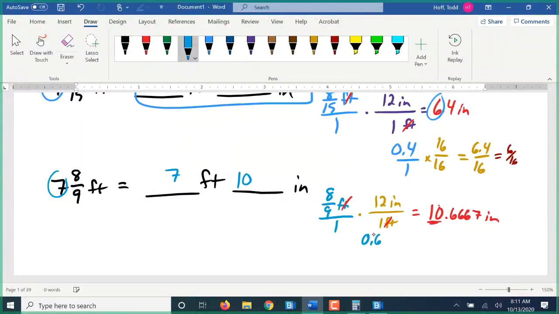and it's the 0.6667 that we're going to convert to sixteenths. 1 times 16 is 16. 0.667 times 16 is 10.667, which is 11 sixteenths. So it's 7 foot, 10 and 11 sixteenths.